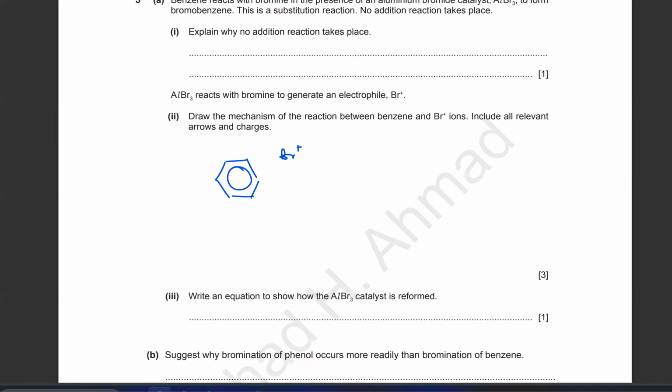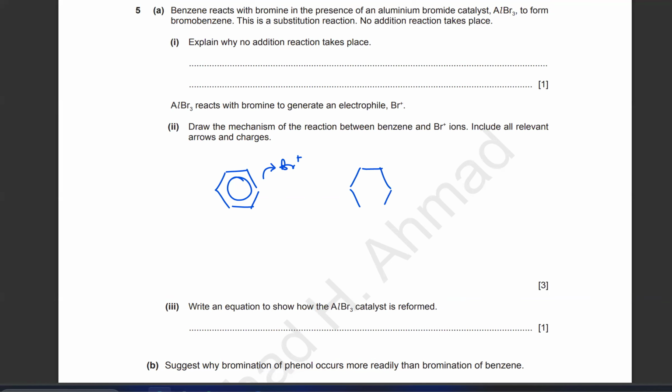And a Br plus one comes in and takes away electrons from the benzene, and it bonds with that bromine. And in the next step, the H is the one that loses electrons, and your benzene becomes complete again. Okay? Is this clear?